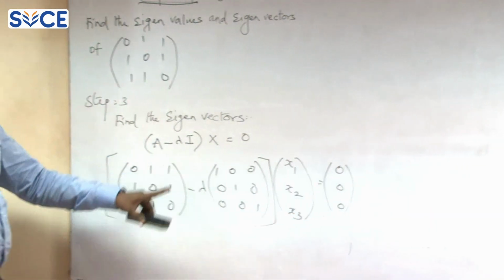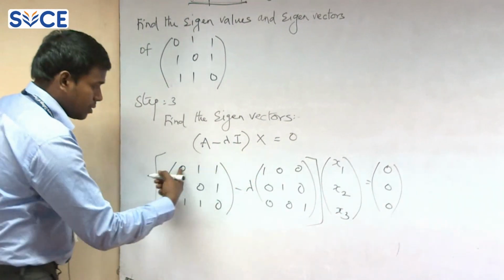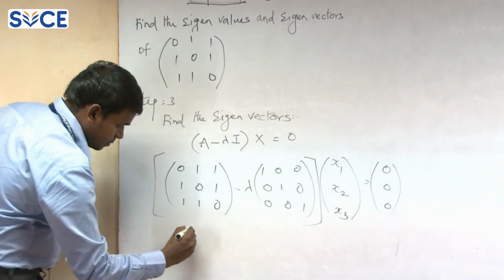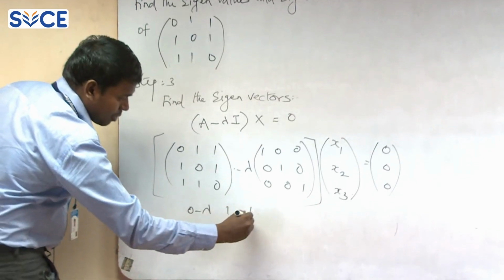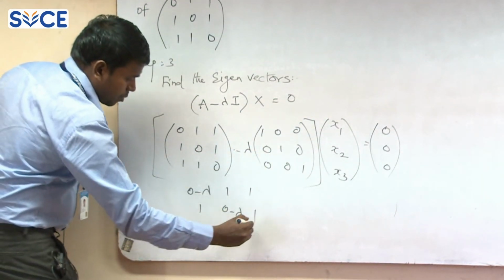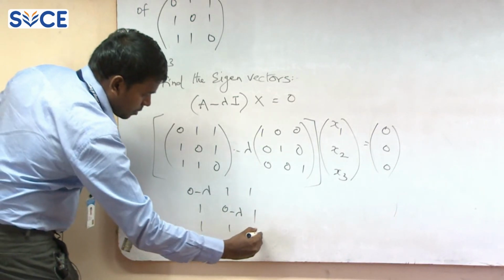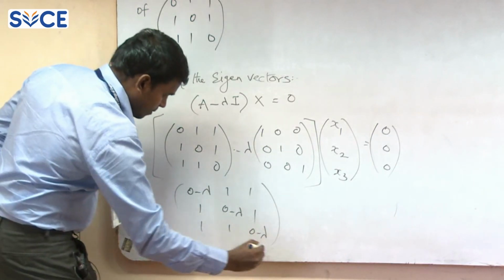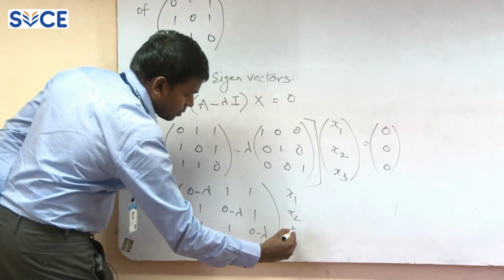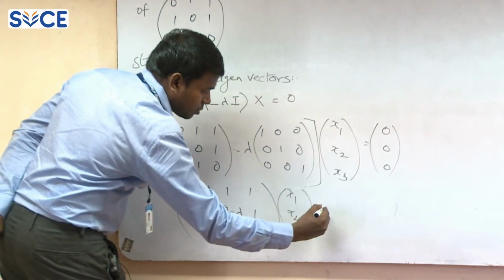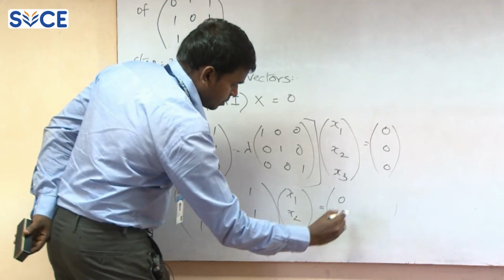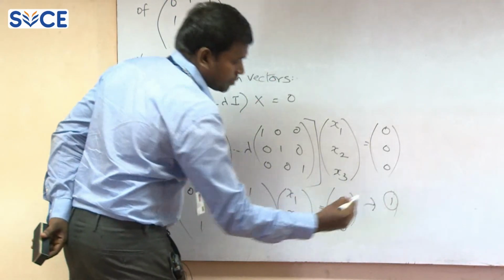Multiply lambda inside the bracket, then subtract. So the first one, 0 minus lambda, second element is 1, 1, next 1, 0 minus lambda, 1, 1, 1, 0 minus lambda, into x1, x2, x3 equal to 0. This is equation number 1.